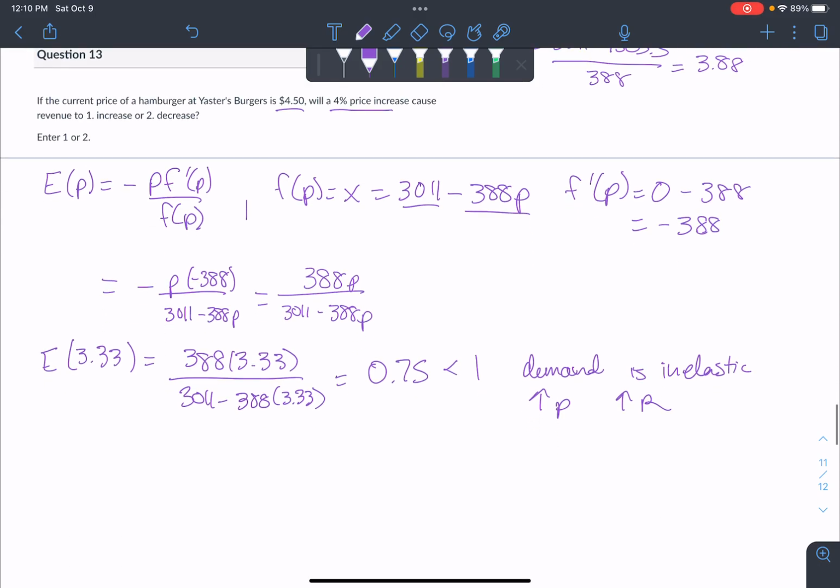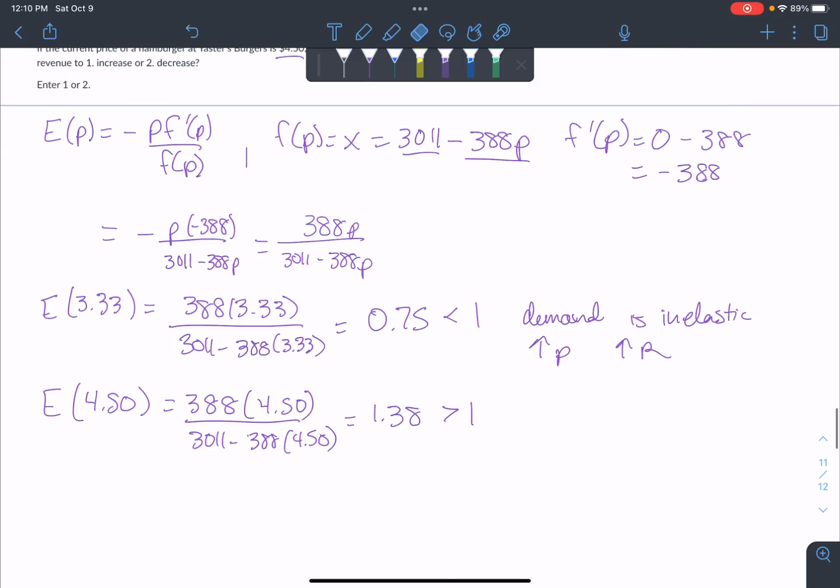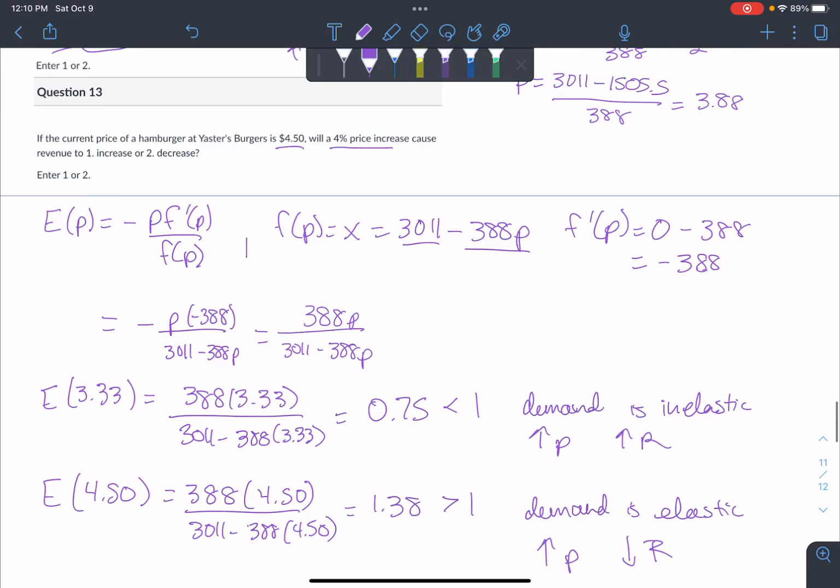So now we can do the same thing for question 13. We want to find E of 4.50. All right, so let's plug 4.50 into our elasticity of demand. And if we calculate this, I got 0.38, and notice that this is bigger than 1, so this means that my demand is elastic. So this means that an increase in price will actually decrease my revenue. So this answer is 2.